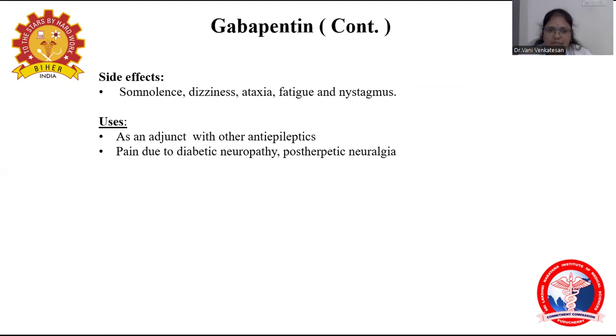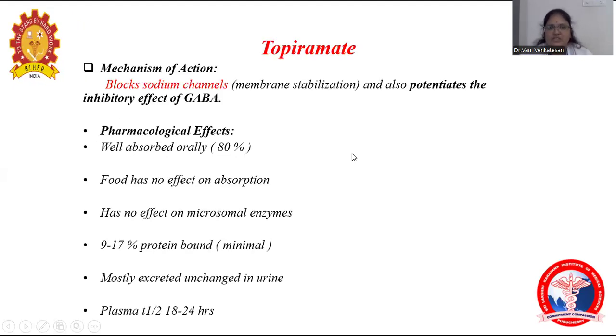The uses of gabapentin include, as I already told you, since it doesn't have many unnecessary effects, it doesn't involve the cytochrome P450 enzyme, it doesn't induce enzymes, and it doesn't have drug interactions, so it can be used as an add-on agent. It is the main drug of choice for pain due to diabetic neuropathy and post-herpetic neuralgia.